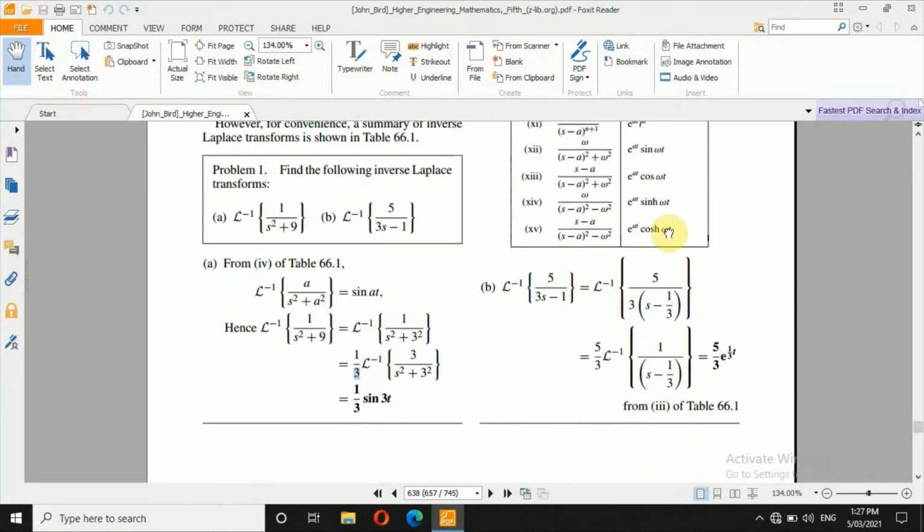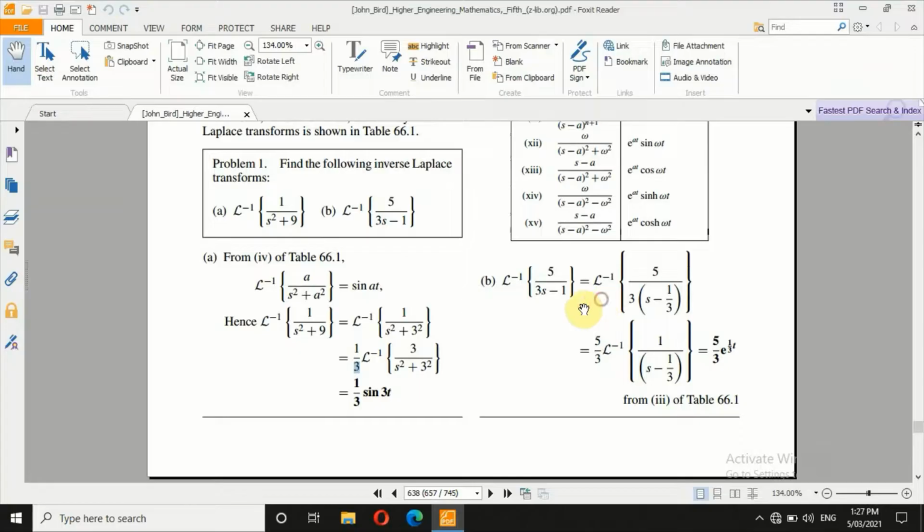So let's go now to the second problem: 5 over 3x minus 1. We want to find the inverse of this. Looking at this, I intentionally factorize. We can factor 3 out, because 3 times x gives 3x, and 3 times 1 over 3 gives 1. So that is okay, there's no problem there. Can you see that? If you expand this, you will get this problem back.